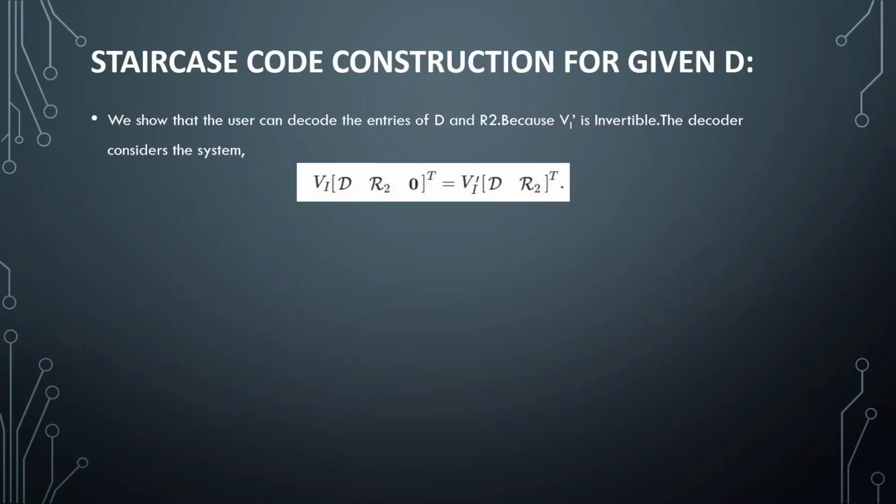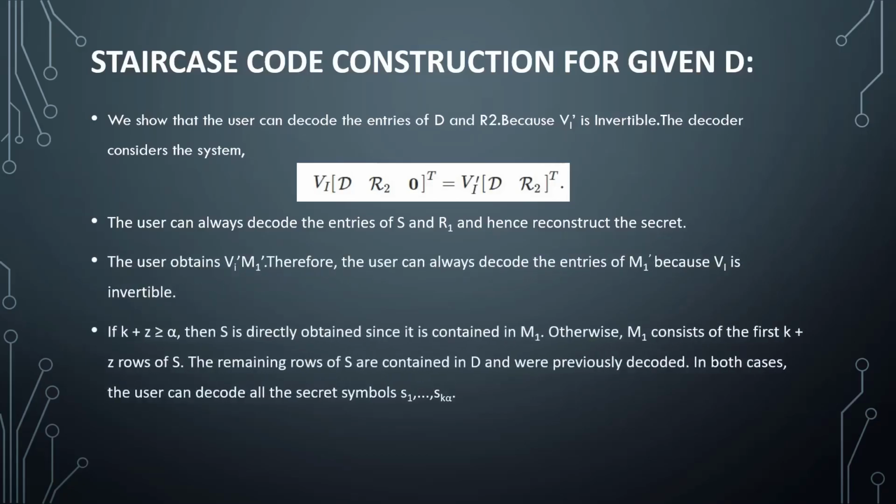Second, we prove that the user can always decode the entries of S and R1 and hence reconstruct the secret. By subtracting the previously decoded entries of D from V_I times the matrix transpose of SR1, the user obtains V_I M_I, where V_I is as defined above and M_I is the k plus z by k matrix formed by the first k plus z rows of M1. Therefore, the user can always decode the entries of M1 because V_I is invertible. If k plus z is greater than or equal to alpha, then S is directly obtained since it is contained in M. Otherwise, M consists of the first k plus z rows of S, and the remaining rows of S are contained in D and were previously decoded. In both cases, the user can decode all the secret symbols.